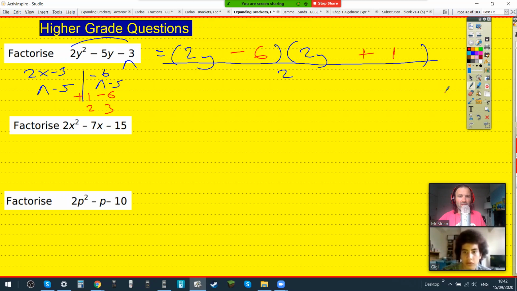Would you divide them all by 2? Just one of the brackets gets divided by 2. So which bracket? y minus 3. Yeah. And so that's the easy way of going about these. y minus 3, 2y plus 1.